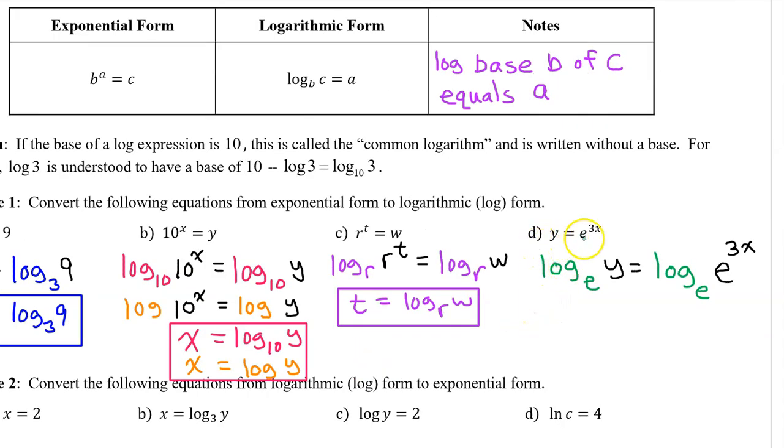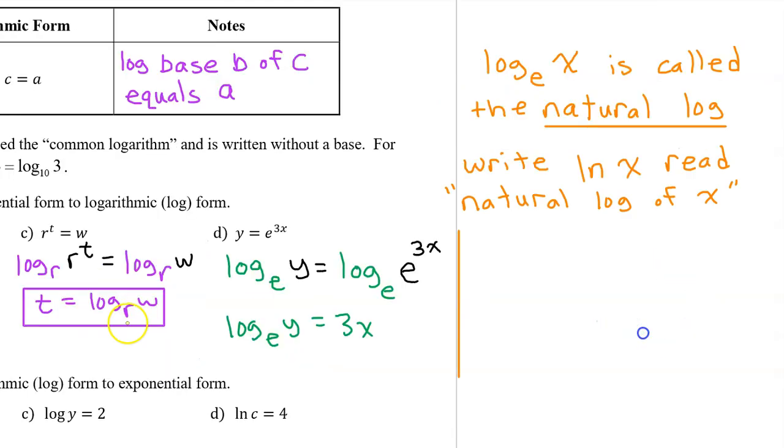We can rewrite part D in log form by taking the log base e of both sides of the equation. On the left side, we simply have log base e of y, but on the right side, the log base e and the base e cancel each other out, leaving behind 3x. So this is log form.